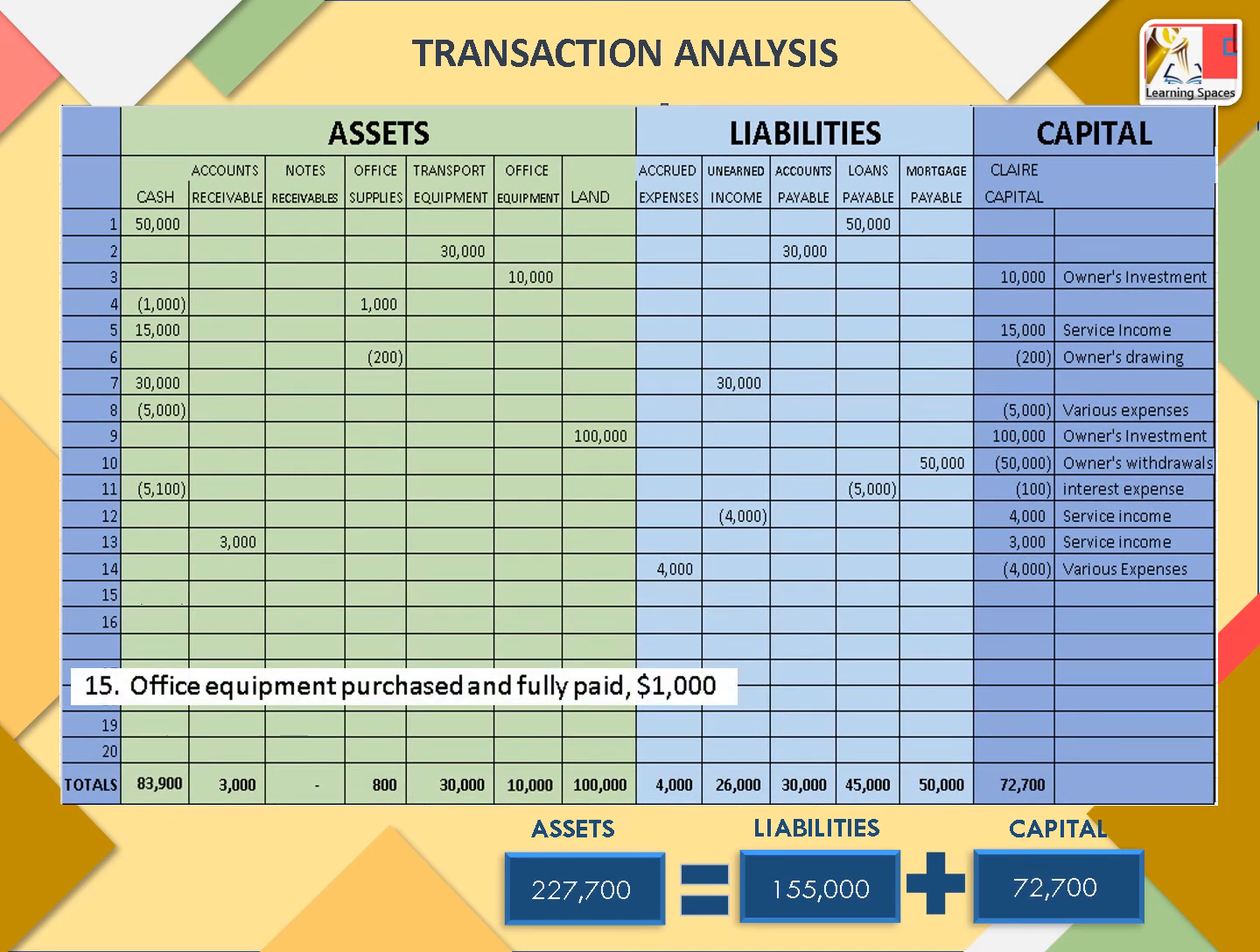Progressing to number 15. This is another case of an asset being transformed into another asset. Cash is decreased by $1,000 as payment for office equipment, which is increased by the same amount. This event does not change the equation at all.